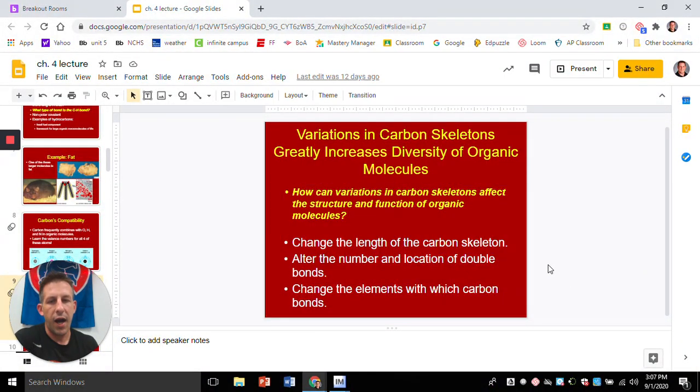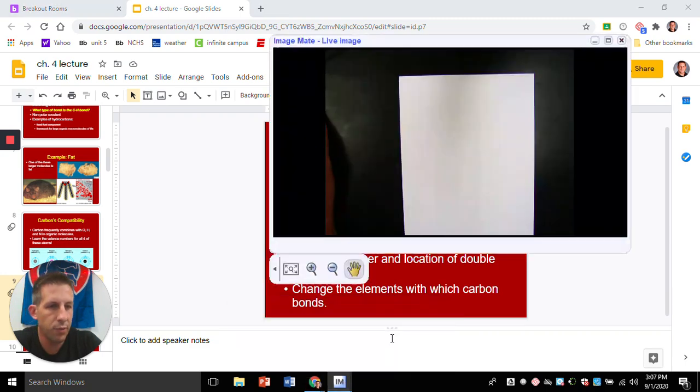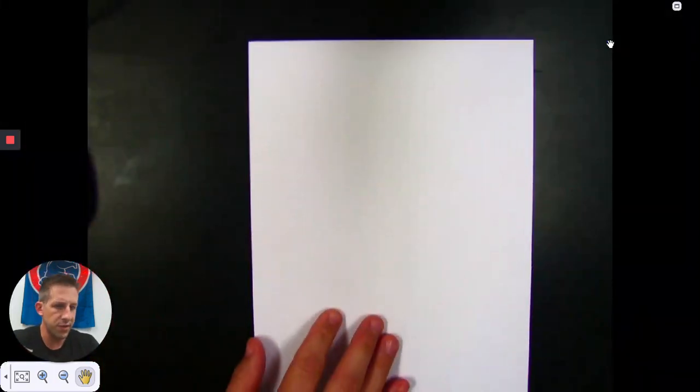All right, I'm not going to get back into the presentation for this one. I'm just going to read it off the slide and then buzz right back into the document camera. But we can take these carbon skeletons and alter the number and the location of double bonds. So let's play around with double bonds. Just like a lot of the other molecules you might have studied, you can make double bonds between carbons. You can't make double bonds between carbons and hydrogens. That's not possible. At least I don't know of any situations where it's possible.